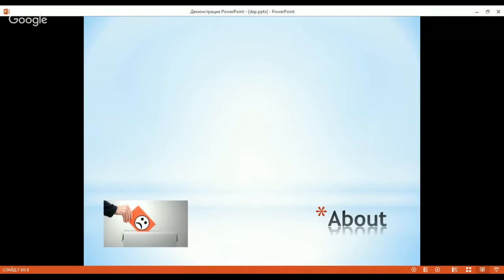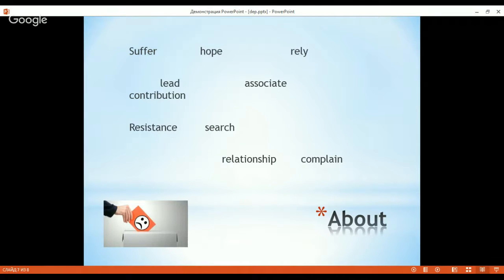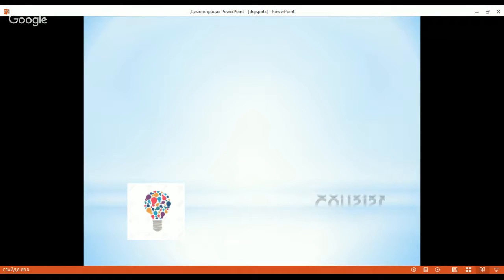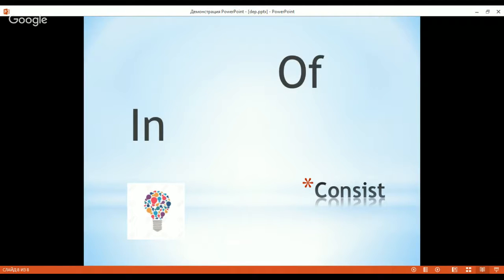And here we have the preposition about, and we have the words, and we have the picture that can help you to think about the word and the preposition, and it is complain. So if you don't like something, you can complain about, to make a complaint to the manager and complain about something.